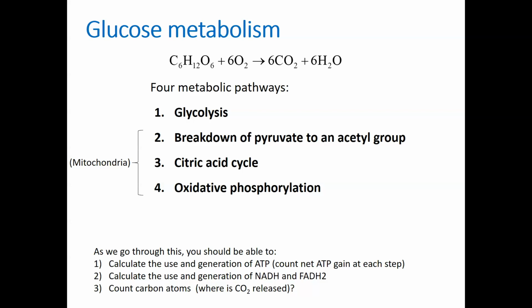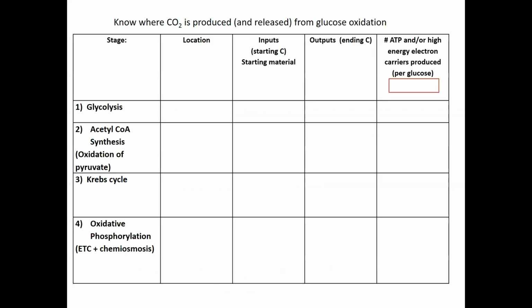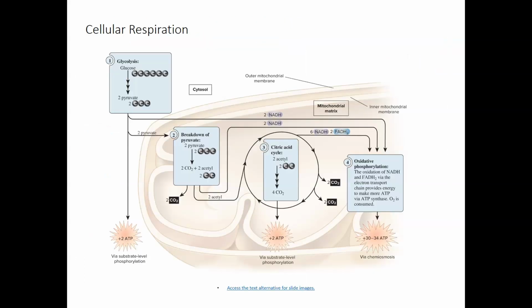And then lastly, I want you to keep track of your carbons. So we're starting with C6H12O6 and what's happening to those carbons in each of the 4 steps that we will go through systematically. So you've been provided with a table, and as we go through this content, you should be filling this out and basically be able to regenerate this table on your own just from memory.